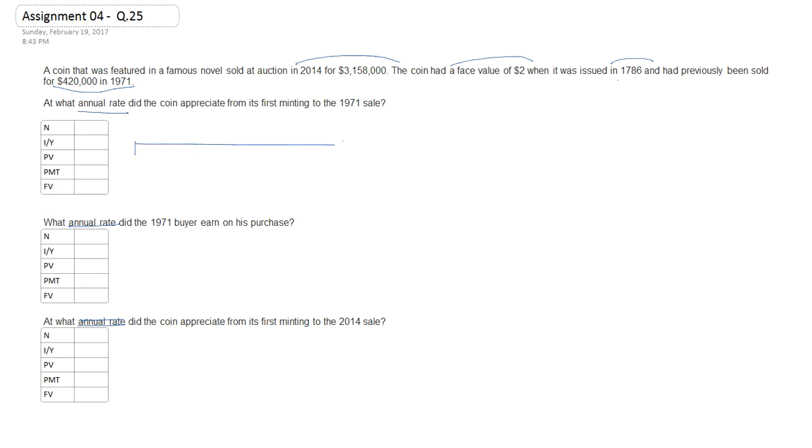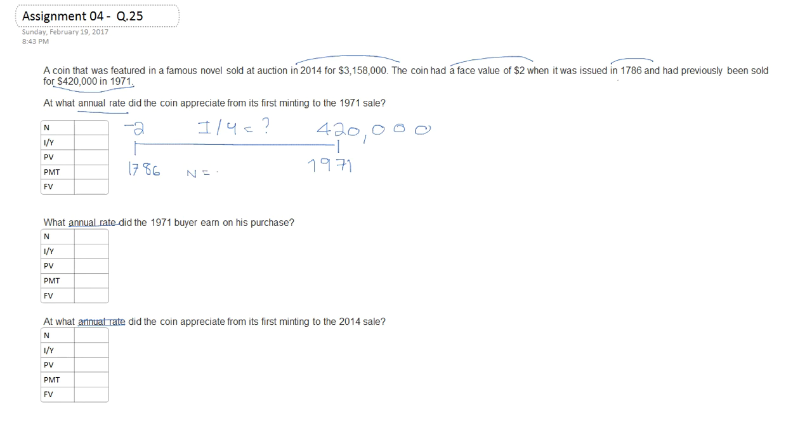In the first question, the scenario that you were given is that you invest in this coin in year 1786, buying the coin for a value of $2, and you keep it until year 1971, and you sell it at this year, you get the money back for 420. What will be the investment rate of return from this investment scenario?